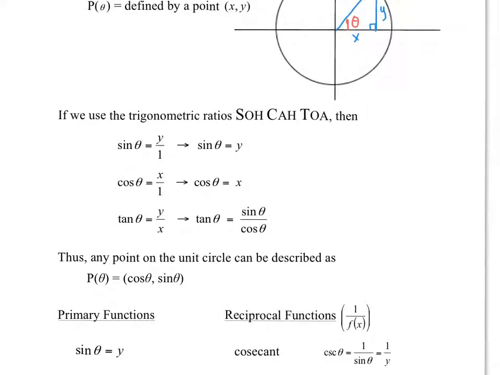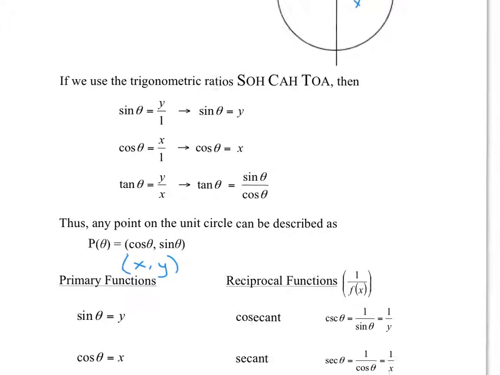Thus any point on the unit circle can be described as a point with the angle, cos of the angle, comma sine of the angle. So this would be your x value. This would be the same thing as saying any point x, y on the unit circle. So we're going to often refer to cos as the x value, and sine will often be referred to as the y value on the unit circle.